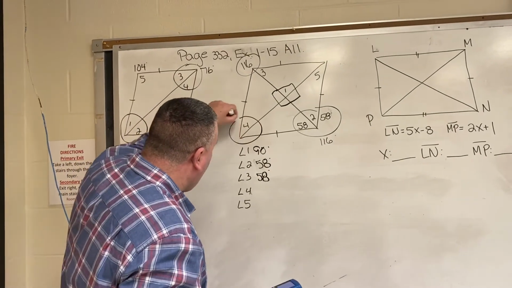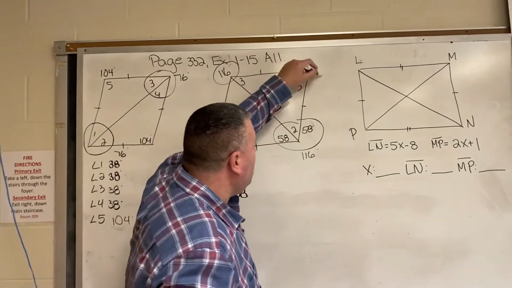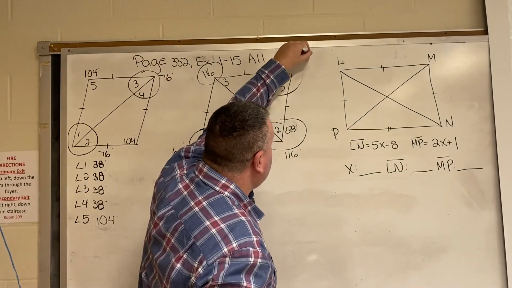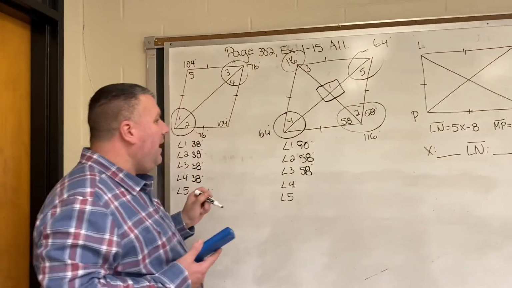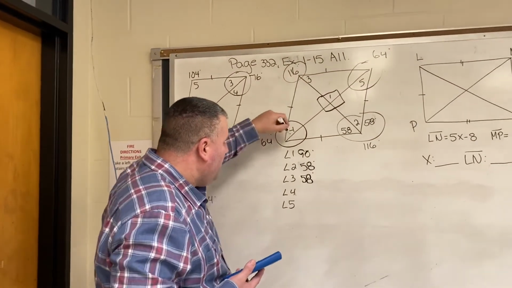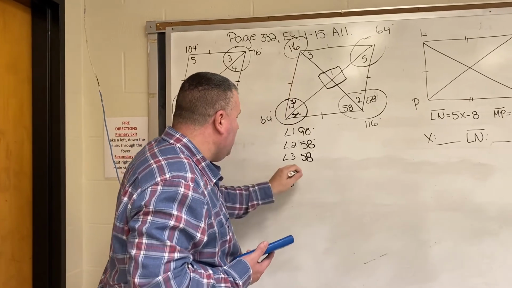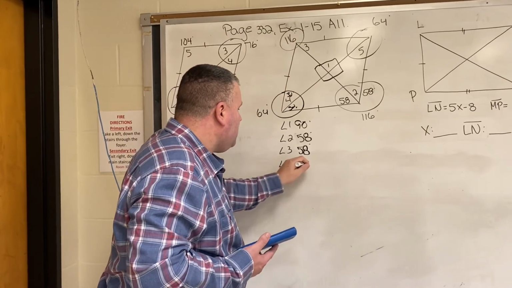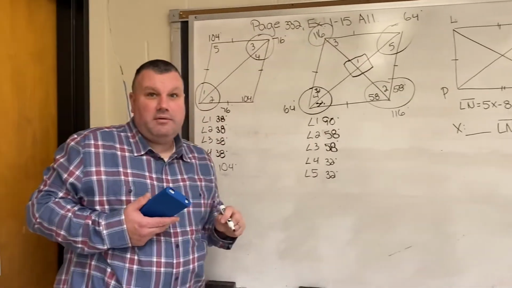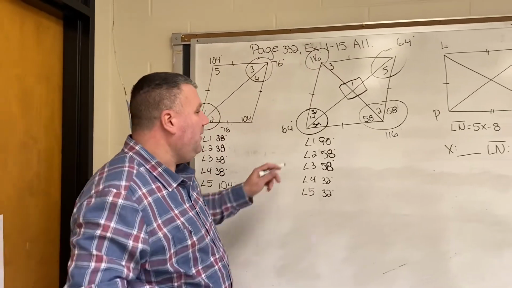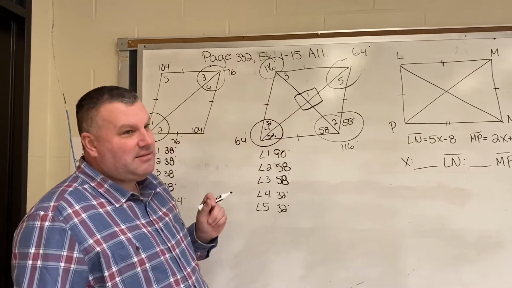So this whole corner here is 64 degrees. Same thing with this. The whole corner is 64 degrees. So we're going to do 64 divided by 2. That means this is 32 degrees, this is 32 degrees. So angle 4 is 32 and angle 5 is 32 degrees, okay? Very, very important to figure out what the whole corner is, and then the diagonal bisects that, cuts that angle in half.